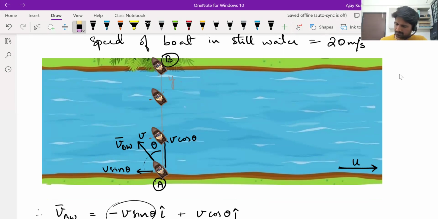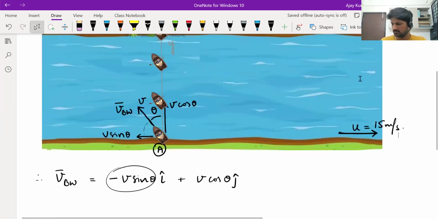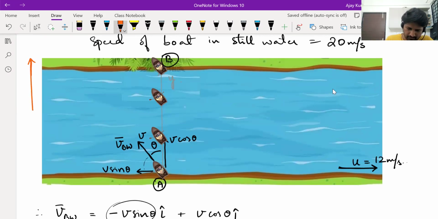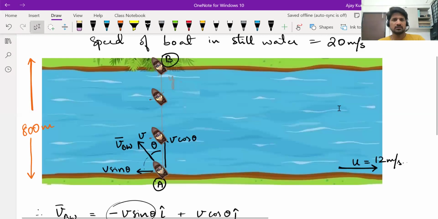And the river flow, let's assume the speed is 15 meters per second. Or let's take 12. And the width of the river, let it be some 800 meters. Yeah, so this is the situation.